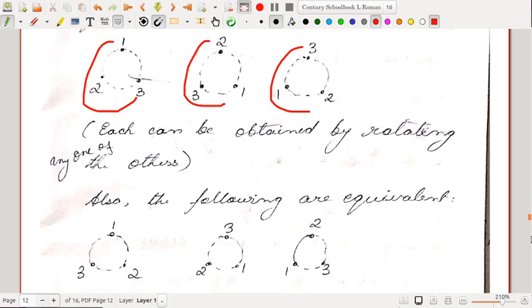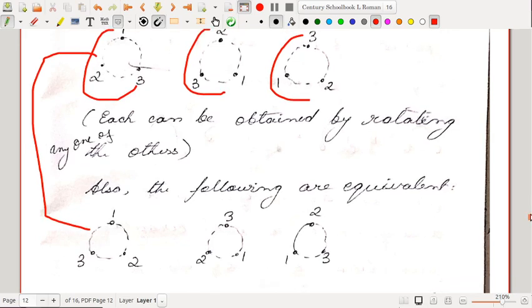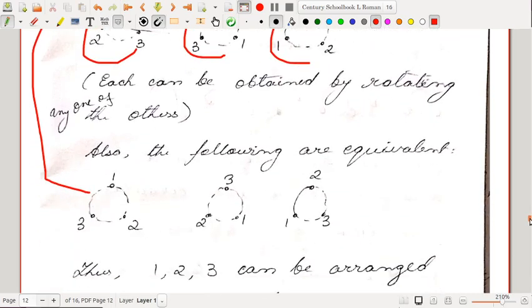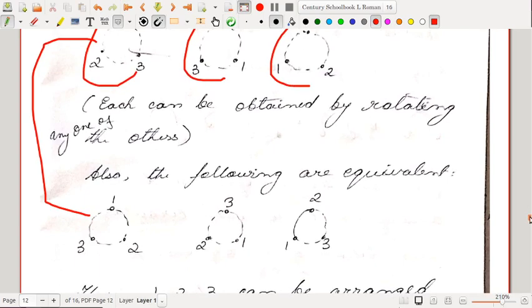Also the following are equivalent: 1, 3, 2; 3, 2, 1; and 2, 1, 3. But you see, 1, 2, 3 and 1, 3, 2 are not equivalent. You cannot obtain 1, 3, 2 by rotating 1, 2, 3. So if we have 3 objects, we can arrange them in linear permutation in 6 ways, but in circular permutation we can only arrange them in, sorry, not 3 ways, 2 ways. This is one arrangement, this is another arrangement.